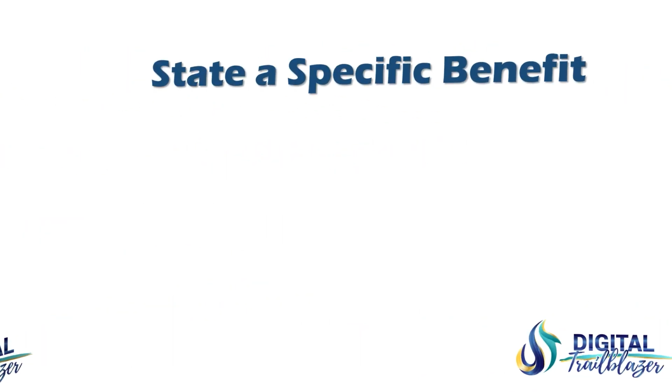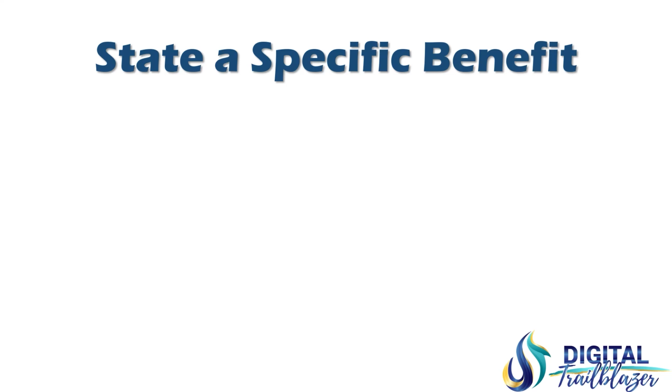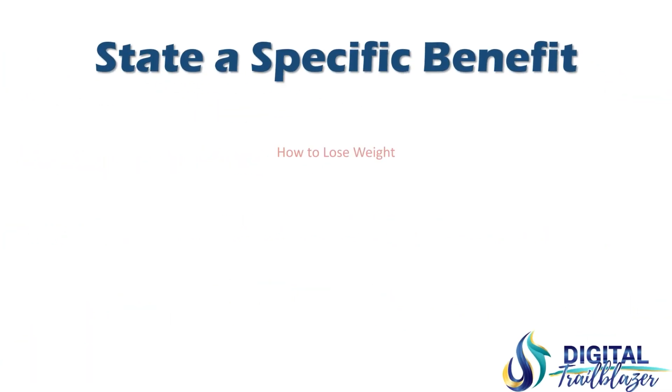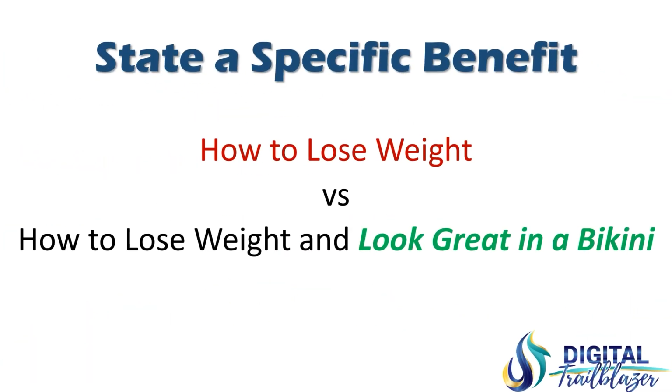And number 4 is to state a specific benefit whenever possible in your title. So instead of saying something like how to run a 5K, you would say how to run a 5K and become a top finisher. Instead of how to lose weight, you might say how to lose weight and look great in a bikini. Simply adding that benefit to your title can get a lot more clicks.